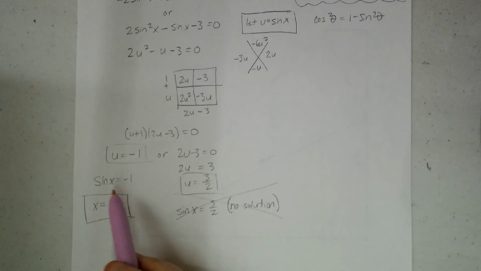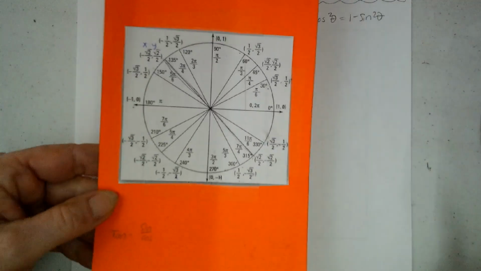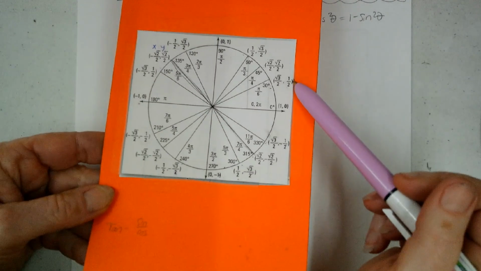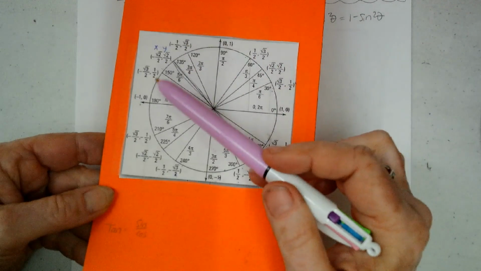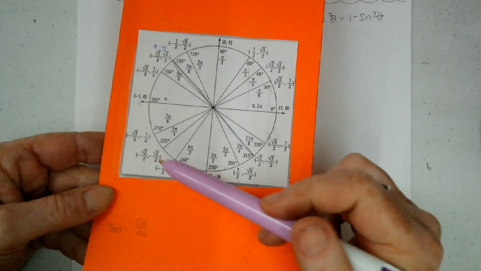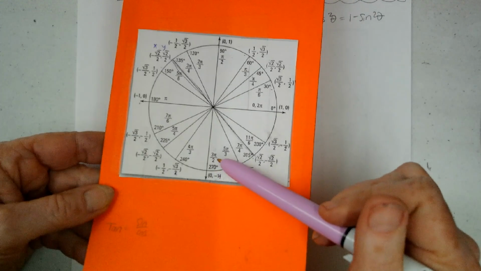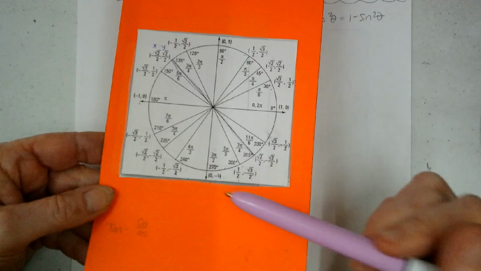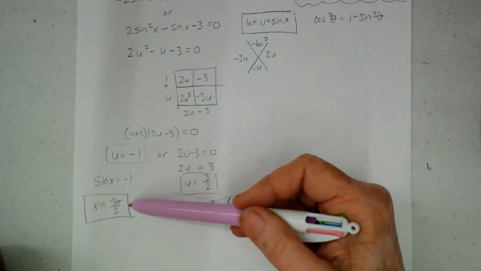where on the unit circle is sine x equal to -1? And I just got out my unit circle, and I know sine is the second number here, so all the way down here. So that's 270 degrees, which is the same as 3 pi over 2. That's where sine is -1. So 3 pi over 2.